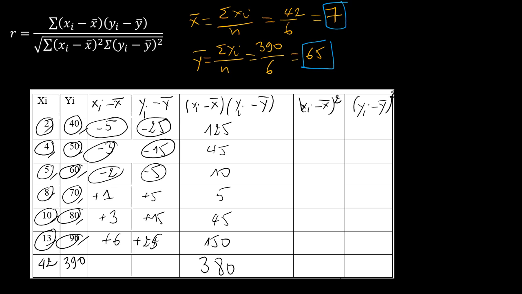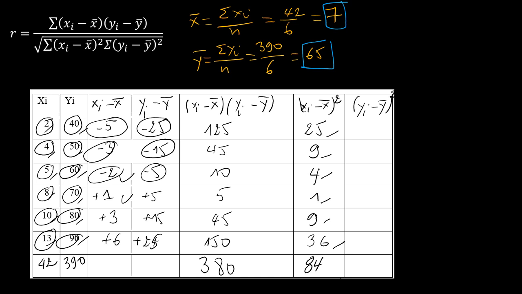Let's square the columns. So minus 5 squared is 25, minus 3 squared is 9, minus 2 squared is 4, minus 1 squared is 1, 9, and 36. 25 plus 9 plus 4 plus 1 plus 9 plus 36, we're going to find here 84.